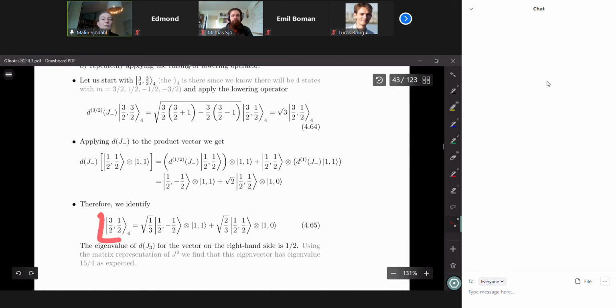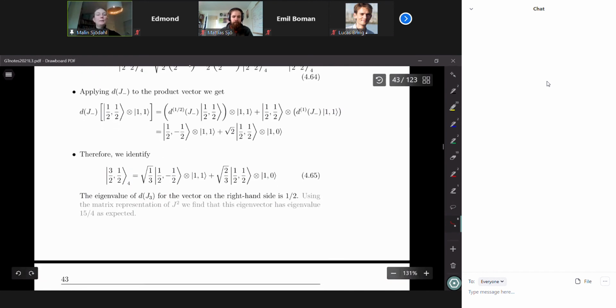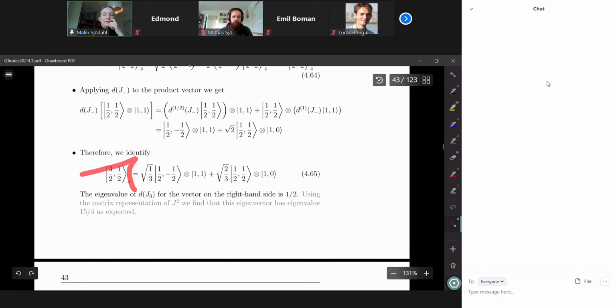So we have found, after some algebra, possibly somewhat tedious, but in principle uncomplicated algebra, we have been able to identify this state.